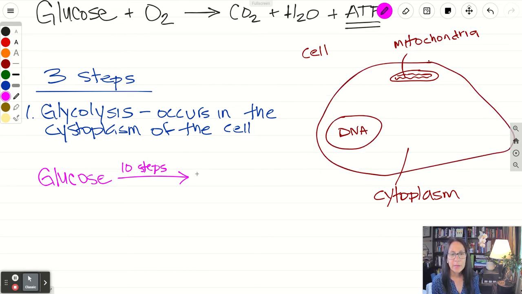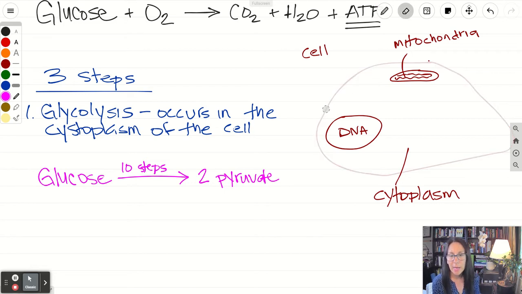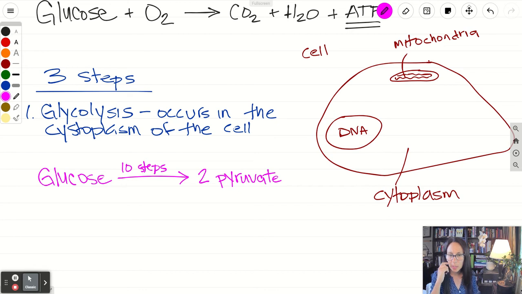We have 2 molecules of this molecule called a pyruvate. What I want to point out now is that glucose has 6 carbons, pyruvate has 3 carbons. So this glucose is going to be split into 2, and each piece is going to have 3 carbons. So let me rewrite this here. 2 pyruvate. 1 pyruvate has 3 carbons. So you had this 6 carbon molecule split into 2 pieces, each piece having 3 carbons each. I'll show you a picture in a second.